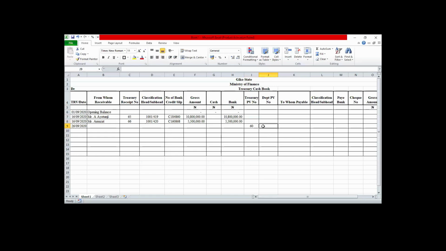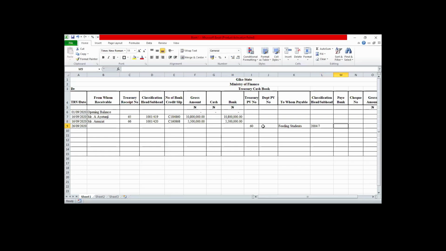Were you given anything like a departmental PV number? Yes, 2004. Okay. What do we make payment for? Feeding students. The payment is meant for what, please? Feeding students. Classification: what is the classification, head and subhead? 2004/7.